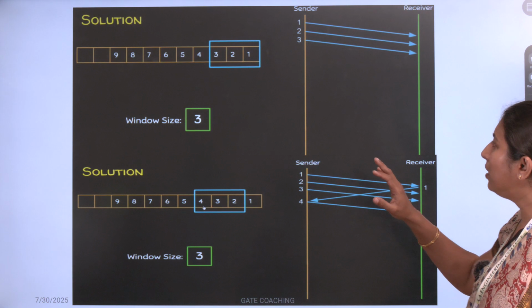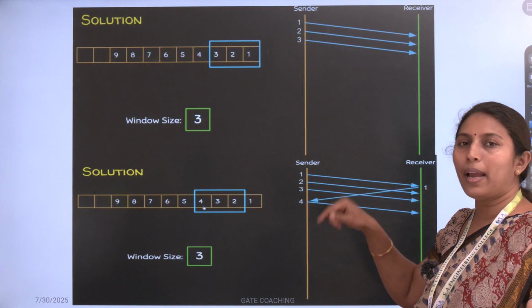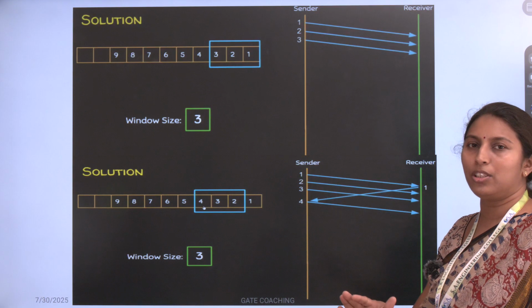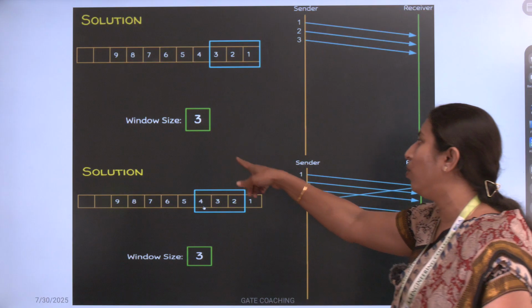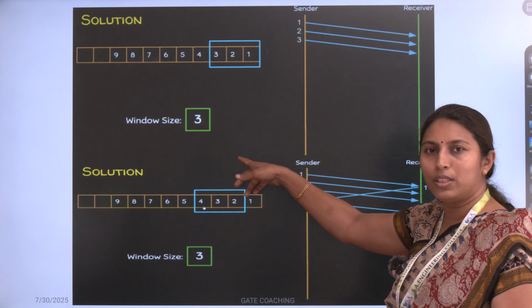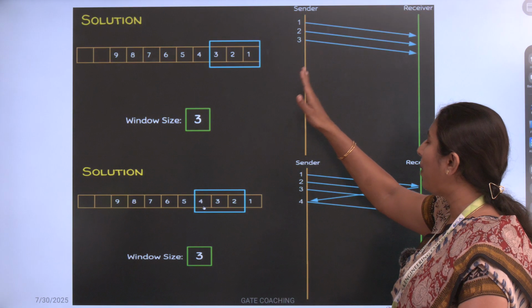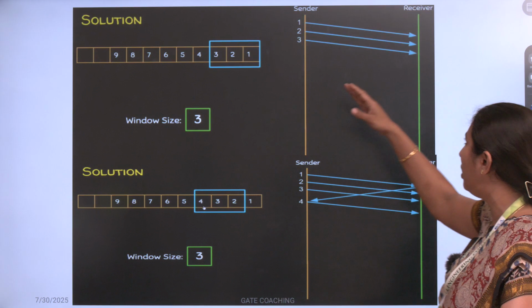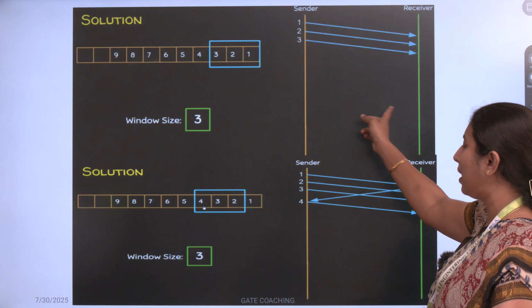So what is given in the question? We should understand the question first. 9 packets are given from station A to station B, so we will be having 9 packets over here. What is the window size? It's being mentioned in the question. It is 3. Based upon the window size, the packets will be transferred from sender to the receiver. Since the window size is 3, we are transmitting 3 packets now.